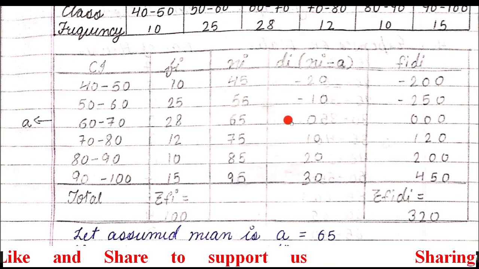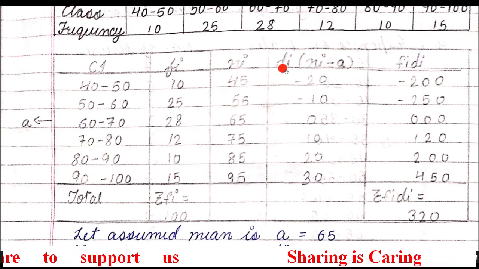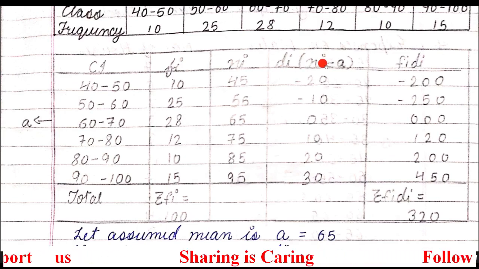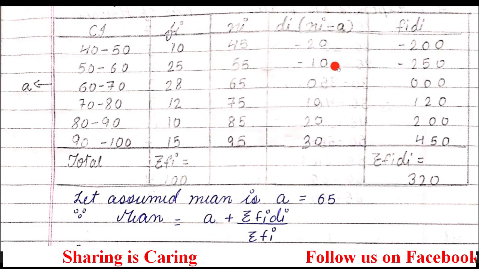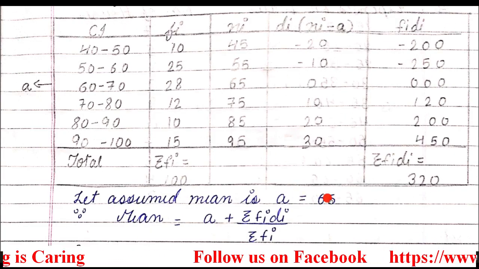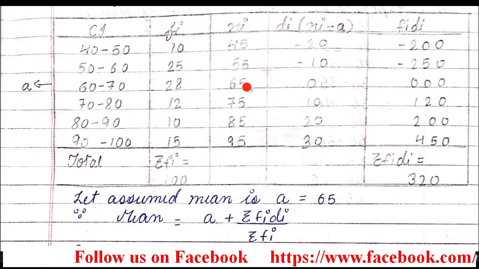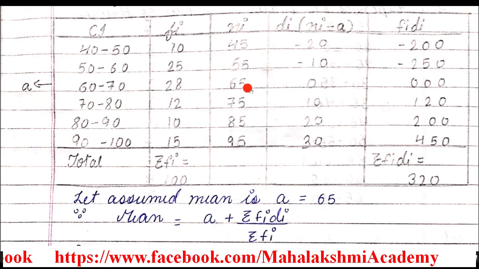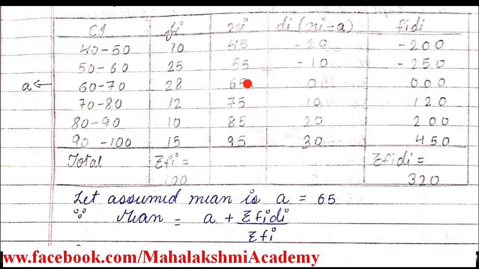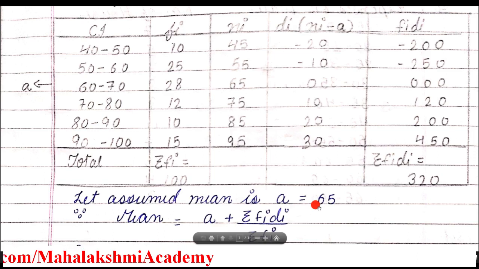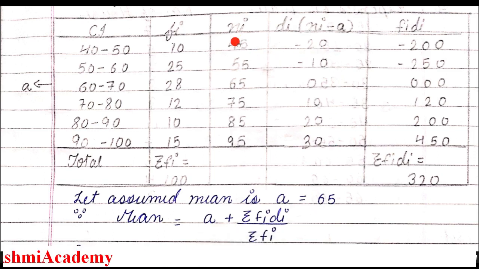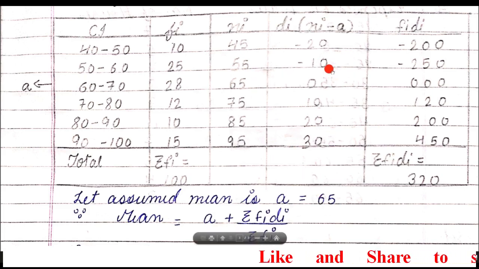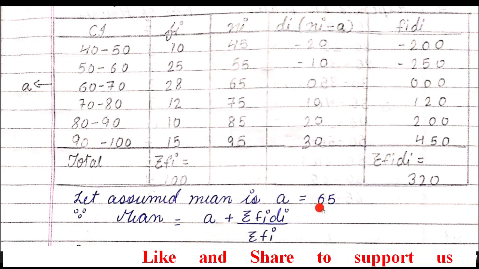Now Di is for the deviation. The deviation formula is Xi minus A. Now A is for the assumed mean, which you have to assume from any data in the middle. So there are two data, 65 and 75. Among them, take any one as the assumed mean. So I took 65 as the assumed mean. Then subtract: 45 minus 65 will give you minus 20. In the same way, 55 minus 65 will give you minus 10. Then 65 minus 65 is 0.